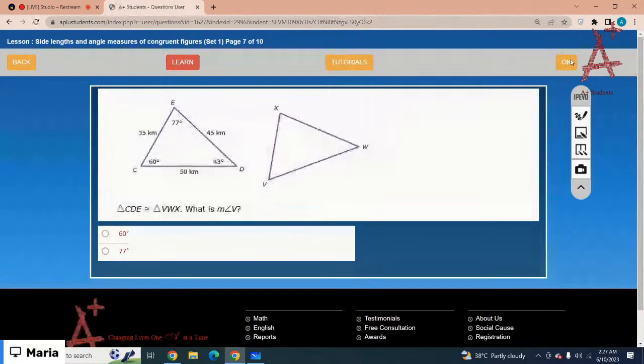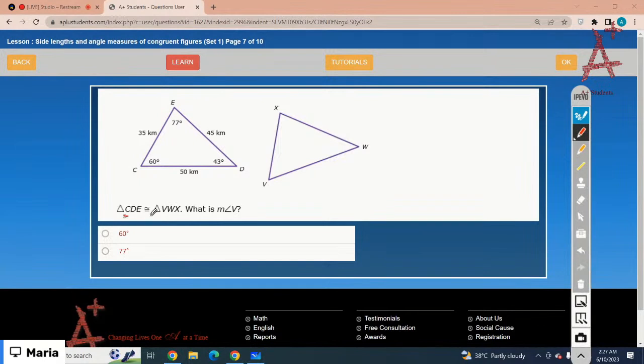Okay. And triangle CDE and VWX are congruent. What is angle V? So you can see C and V are the first ones. C is 60. V is also 60. Got it? The correct option is 60.